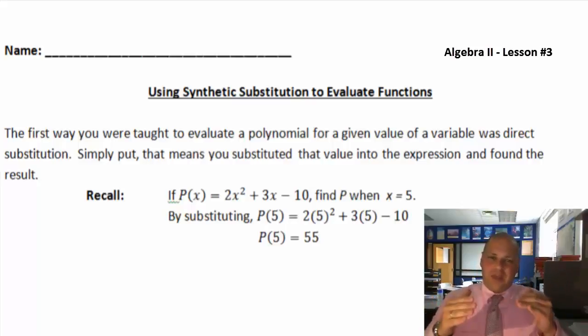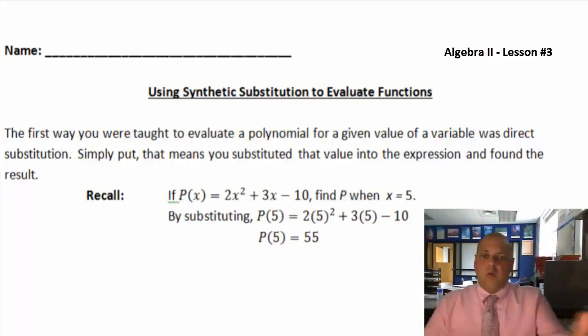We're going to use that process later on in other lessons as well, when we get into dividing polynomials and stuff like that. But this process is going to be called synthetic substitution again. Before we get into it, I just want to recall what we've been doing the last 2-3 lessons, which is evaluating expressions or evaluating functions.